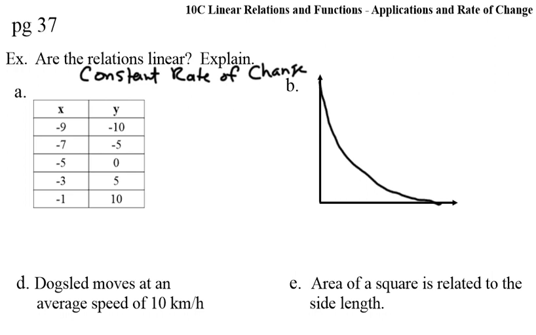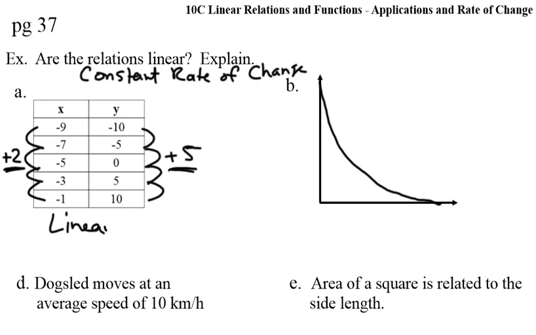Here we go with A. What's the change in our x's? -9, -7, -5, -3, -1, we're going up by 2. What's the change in our y's? -10, -5, 0, 5, 10, we're going up by 5s. So constant change in our x, constant change in our y, definitely going to be linear.